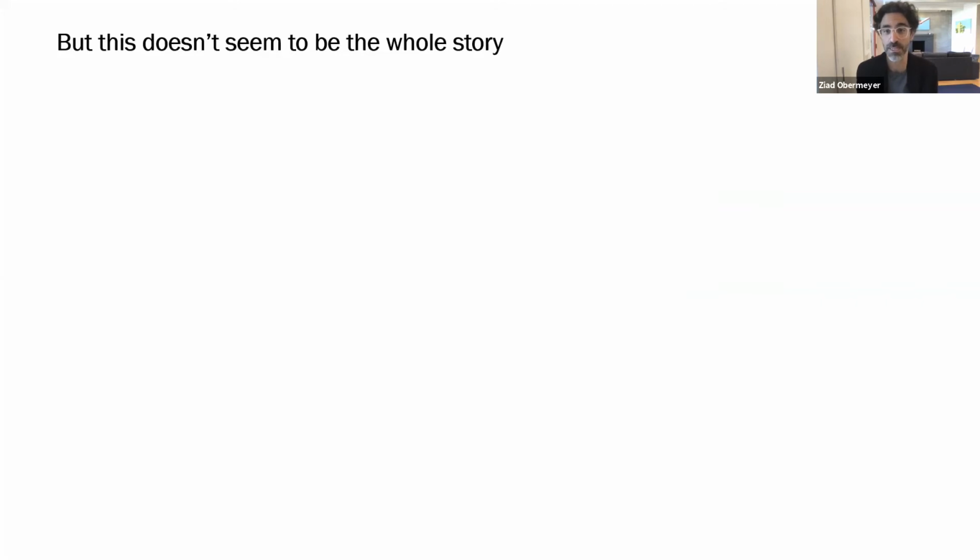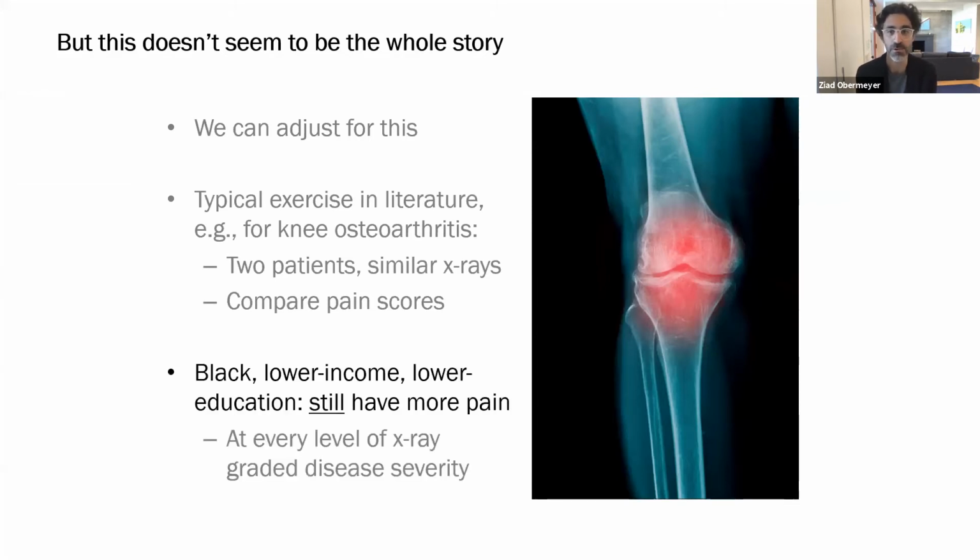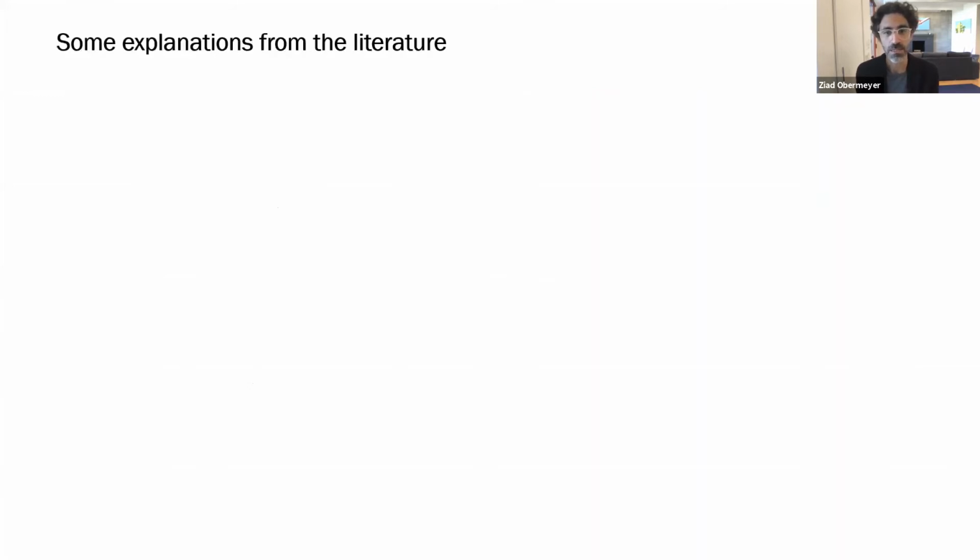So there's a mystery in this literature, which is that even when we take that severity difference into account, for example, we look at two patients whose x-rays look exactly the same to a radiologist, and compare their pain scores, what we find is that Black patients, lower income patients, lower education patients still report higher average levels of pain, even when you've taken that severity based on the x-ray into account. So that's a mystery in the literature.